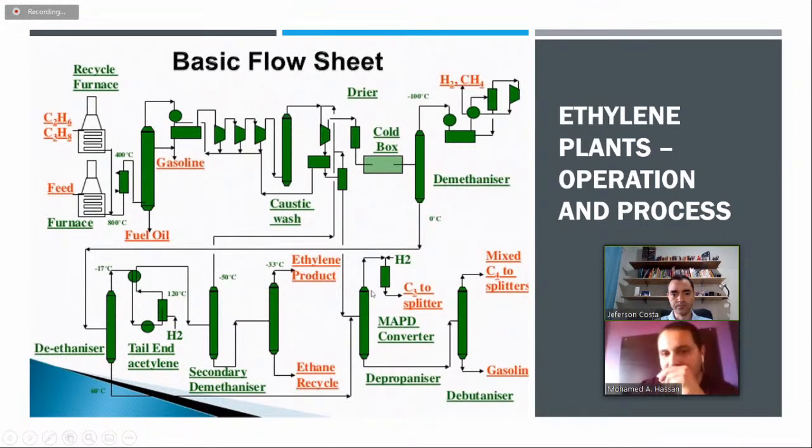In our plant, we don't have a MAPD converter because the MAPD converter is used in the LPG units. So in our plant, the bottom of the deethanizer is sent directly to the depropanizer, where we remove C3 from C4. The C3 is separated as a top product and the C4 is separated as a bottom product, which is a C4+. We have another column after that, the debutanizer, where we remove the C4 as a top product and the C5+ as a bottom product.